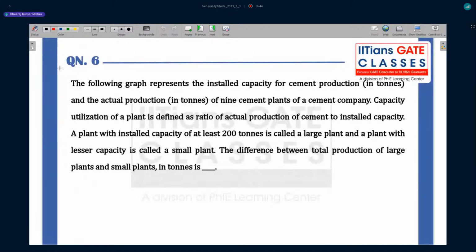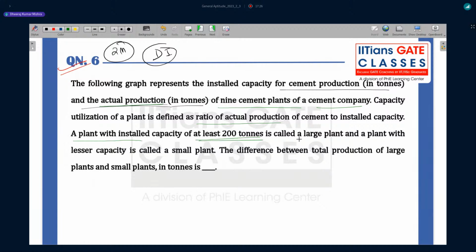Now this question, question number 6, is for 2 marks. This question seems big, but the answer is very small. This question is from your data interpretation, DI, you call it DI in short. The following graph represents the installed capacity for cement production in tons and the actual production in tons of 9 cement plants of a cement company. Capacity utilization of a plant is defined as the ratio of actual production of the cement to installed capacity. A plant with an installed capacity of at least 200 tons is called a large plant.